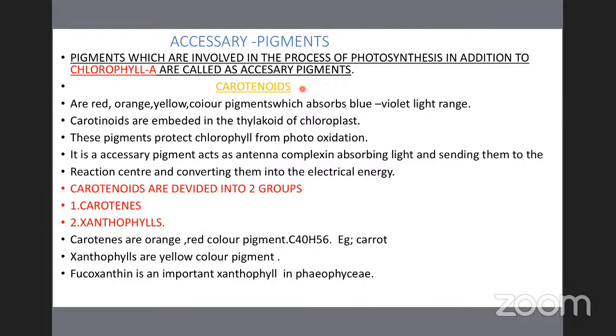These carotenoid pigments especially absorb blue and violet wavelengths of light. These carotenoids are also embedded in the thylakoid of the chloroplast. That means, along with the chlorophyll pigments, these carotenoids are also embedded in the thylakoid. And these pigments protect chlorophyll from photooxidation.